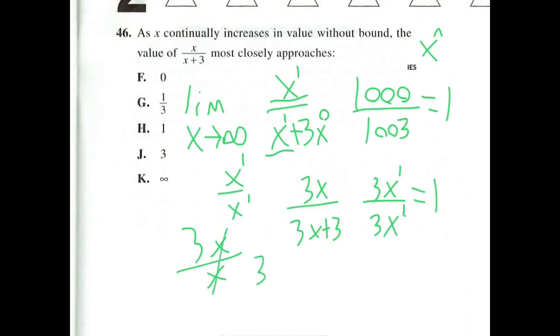But in this case, we just have an x over x plus 3, and as it increases without bound, to say 1,000,000, it'd be 1,000,000 over 1,000,000 plus 3, and that's almost 1. So that's the answer, H.